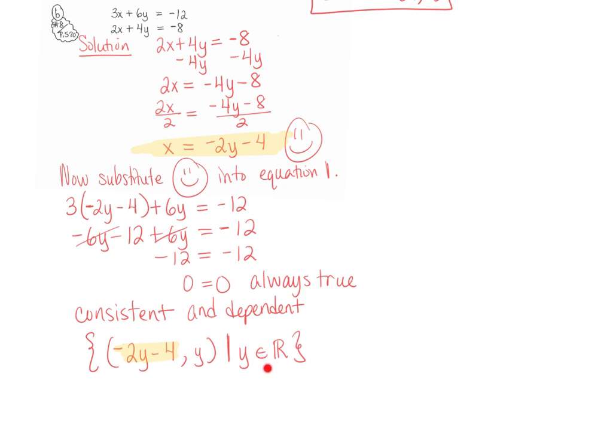This means belongs to or is an element of. So let's read it. This is the set of all ordered pairs, negative 2y minus 4, comma, y, such that y belongs to the real numbers. That's absolutely correct. So this is your answer.